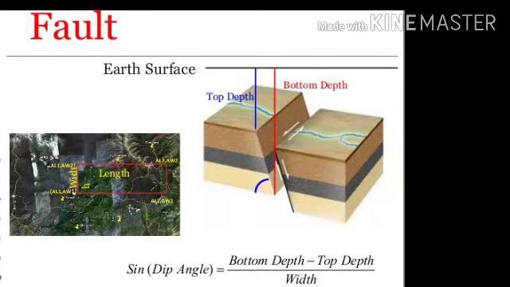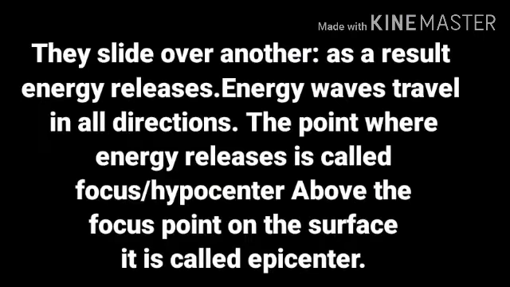Rocks along the fault tend to move in opposite directions. As the overlying strata press them, the friction locks them together. They slide over one another. As a result, energy is released. Energy waves travel in all directions. The point where energy is released is called the focus. The point above the focus on the surface is called the epicenter.